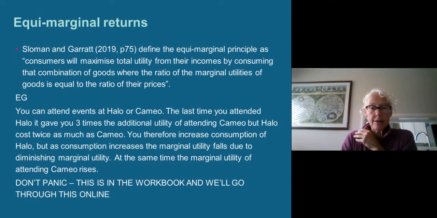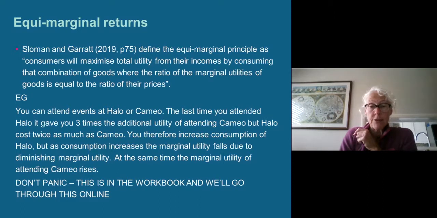So in Sloman and Garrett they actually define equimarginal returns, and they refer to it as the equimarginal principle. And they talk about it as being the consumers maximising the total utility from their incomes. Okay, so remember, utility is all about people's satisfaction. So you want to maximise the satisfaction you have from your income. And you do that by consuming a combination of goods.